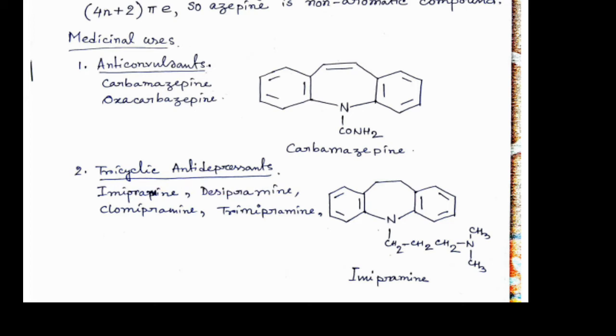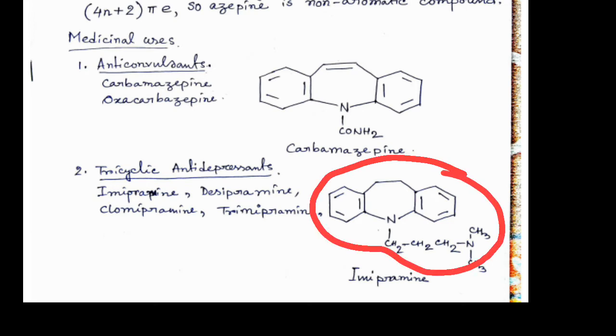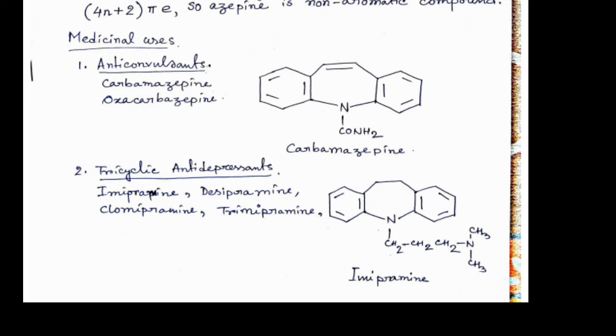that is the carboxamide group present in this structure. Now the second importance: the azepine ring is also present in different tricyclic antidepressants. Examples of common tricyclic antidepressants are imipramine, desipramine, clomipramine. All are examples of tricyclic antidepressants, and here the simple structure of the tricyclic antidepressant imipramine is represented.